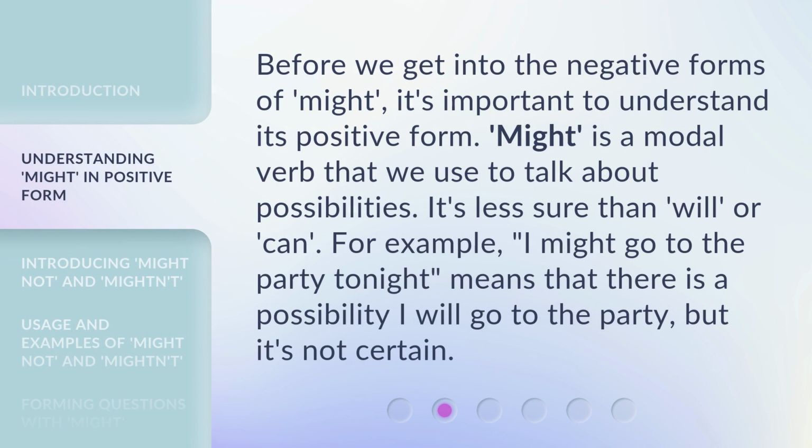Before we get into the negative forms of might, it's important to understand its positive form. Might is a modal verb that we use to talk about possibilities. It's less sure than will or can. For example, "I might go to the party tonight" means that there is a possibility I will go to the party, but it's not certain.